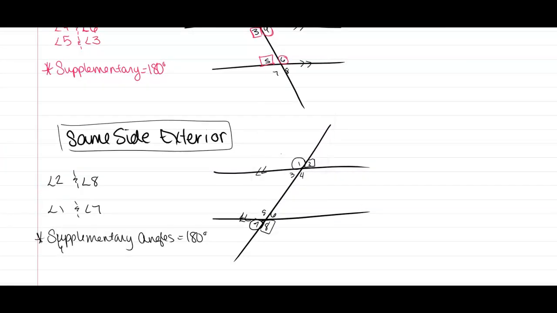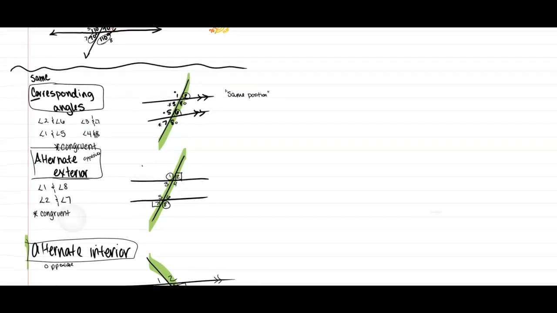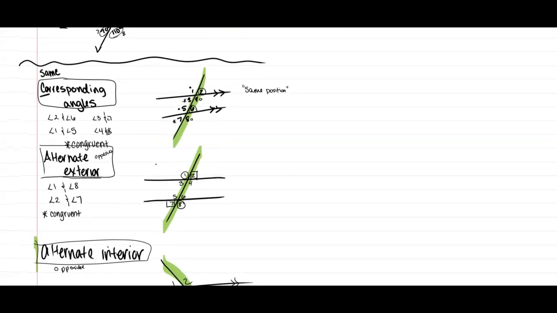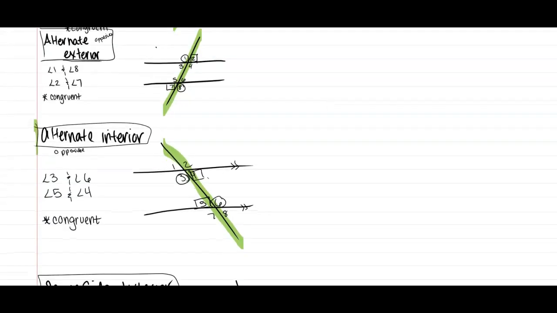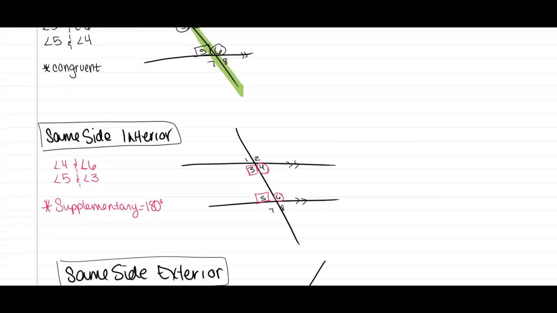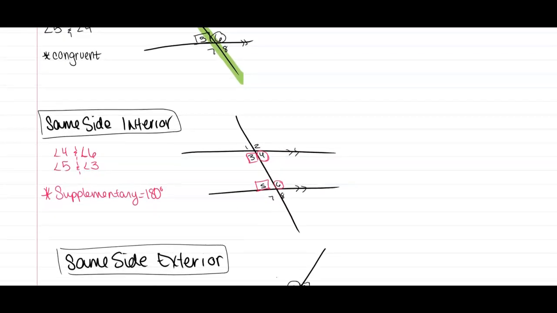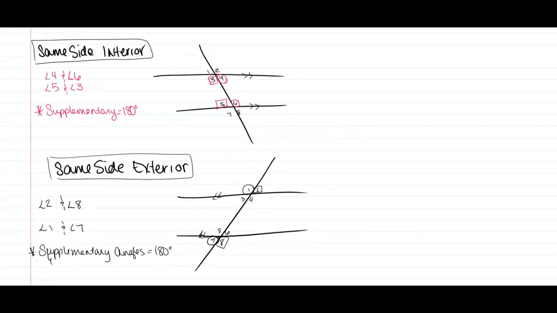So to recap, we've got corresponding angles are congruent, alternate exterior angles are congruent, alternate interior angles are congruent. So all of the angles are congruent except for the ones that start with same side. So just like one of my friends told me, same side supplementary. So if there's the words same side in the word, then we know that they are supplementary. Same side supplementary. Every other angle pair is congruent.